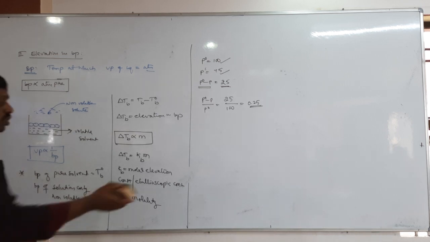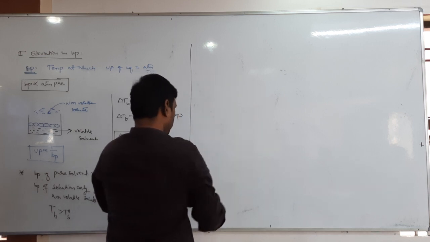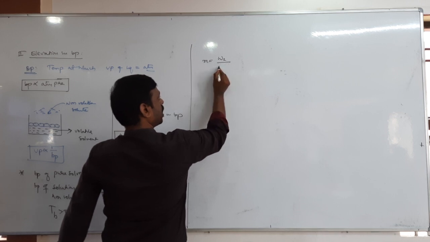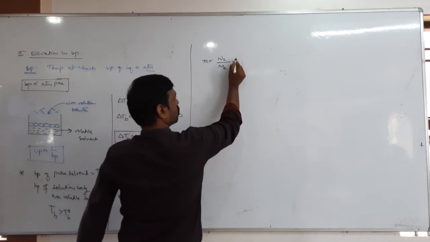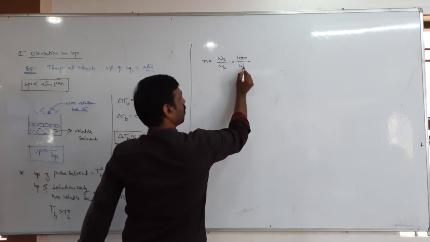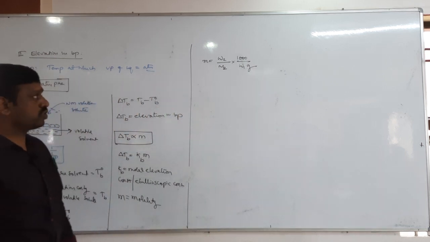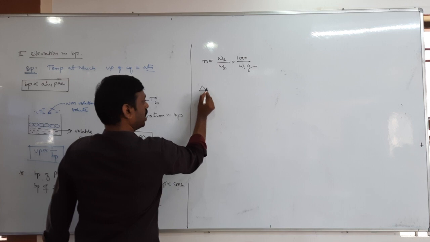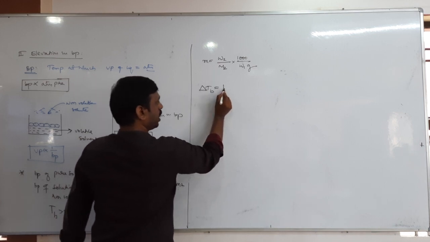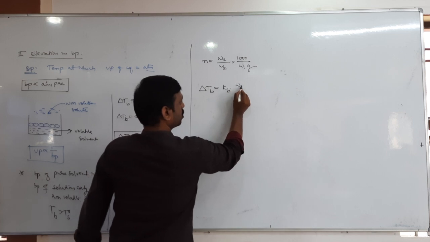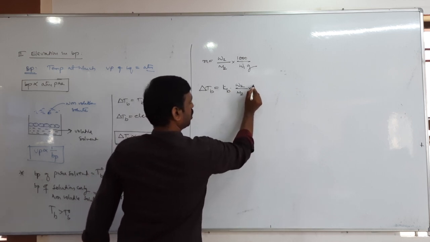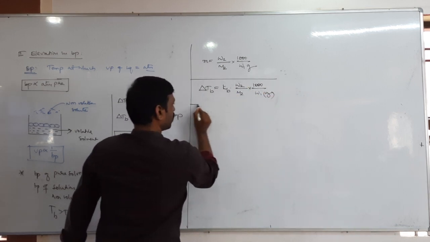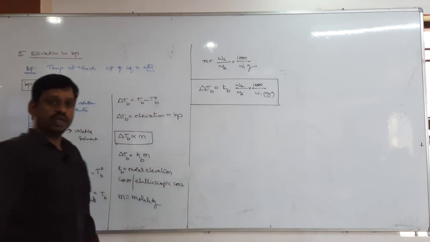Okay, but we also know the molality formula. Molality is equal to the weight of solute divided by the molar mass of the solute, into 1000 divided by the mass of the solvent in grams. So, substituting the molality equation here, delta TB is equal to Kb into W2 by M2 into 1000 divided by W1 in grams. So this is the formula to calculate elevation in boiling point.